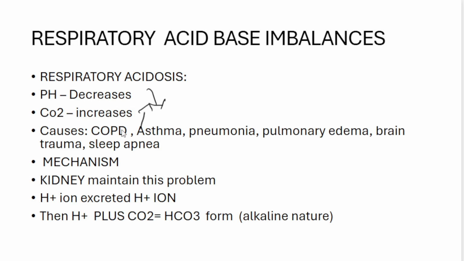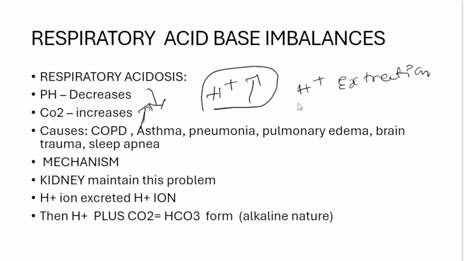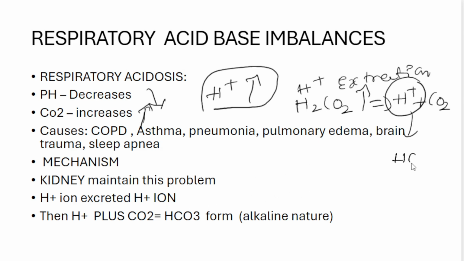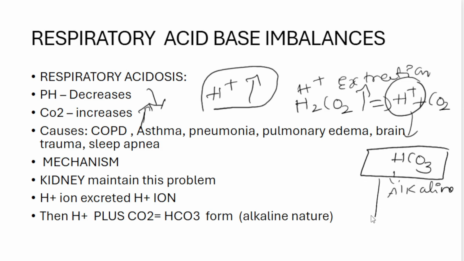How is this acidosis maintained? Here the mechanism is that the kidney will maintain this problem. If respiratory acidosis occurs, the kidney will compensate for this acidosis. CO2 will increase, and then H plus ions also increase. Here what will the kidney do? It excretes H plus ions, and carbonic acid will form. Then the kidney will excrete H plus ion and CO2 will remain. In this way, the kidney forms sodium bicarbonate in our blood. It is alkaline in nature, and so there is maintenance of pH.